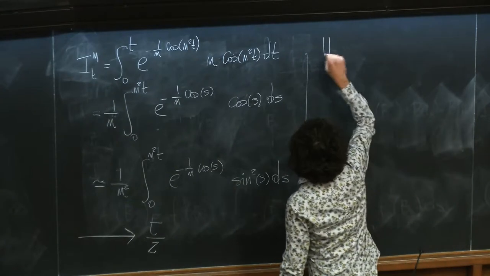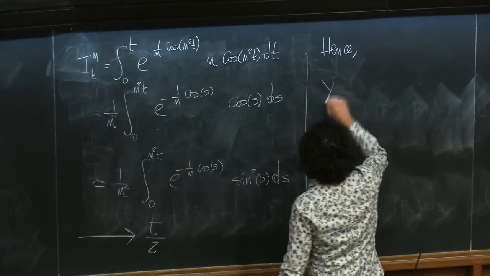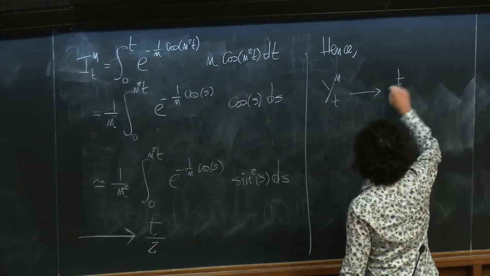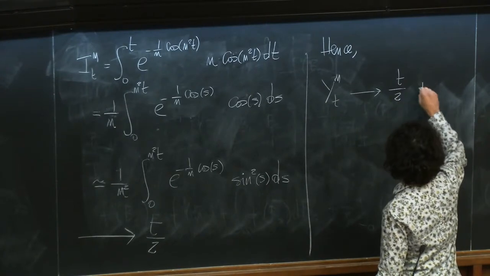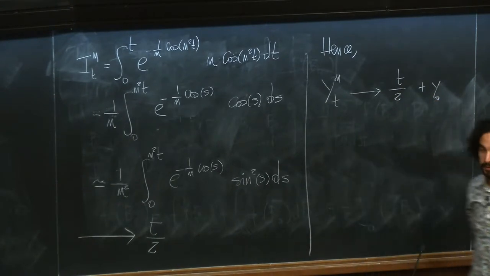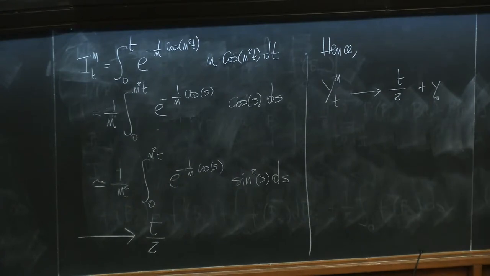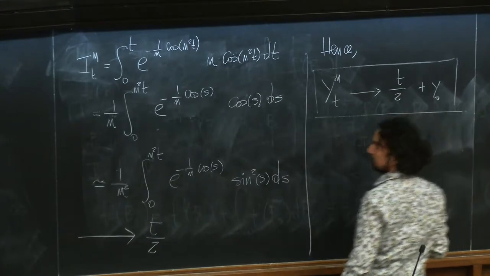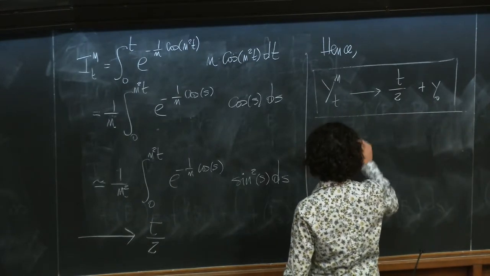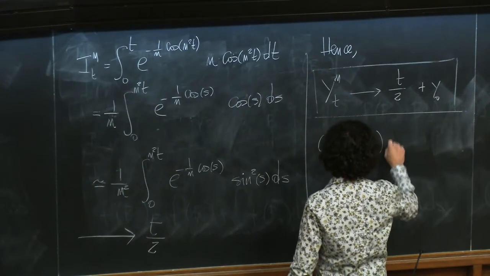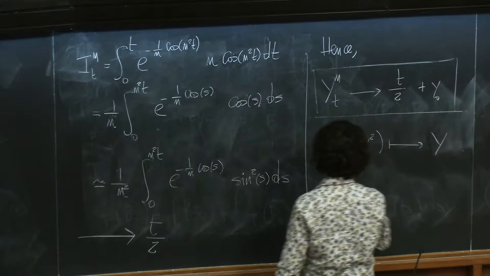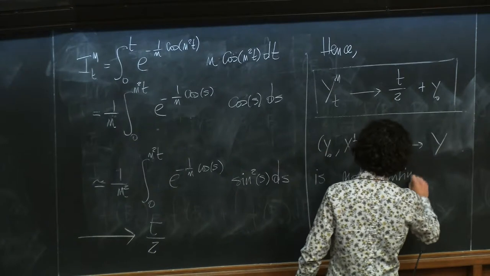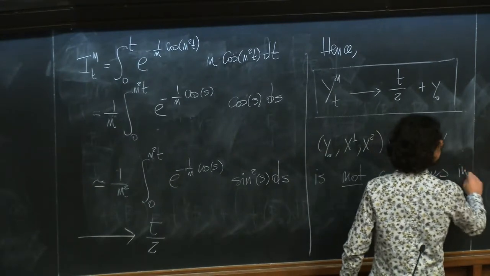Hence the solution that we call yn converges to t over 2 plus y0. Again, these exponentials just disappear. So the map that takes y0, x1, x2, and gives you y is not continuous in the uniform topology.